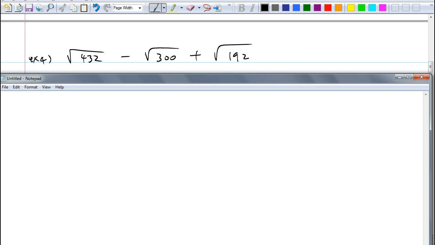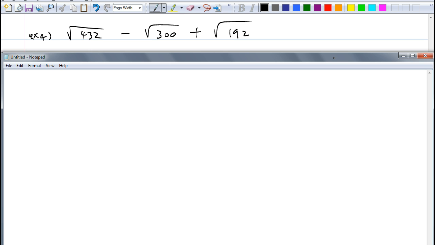Here we go. Example 4. I've got square root of 432 minus square root of 300 plus square root of 192. It looks like you can't really do much, but do you think you could do them? Yeah, I think you can simplify these. Okay, go ahead. Everybody try. I'll wait. Okay, what's the hardest part on this problem, guys? Chuck, what do you think the hardest part is? Yeah, you have to do the factor tree for each of these, right?